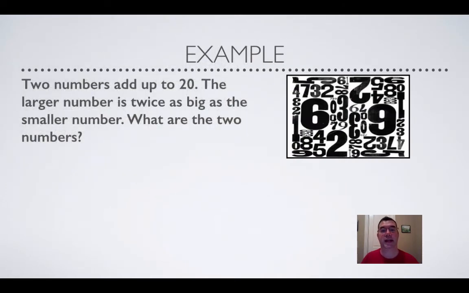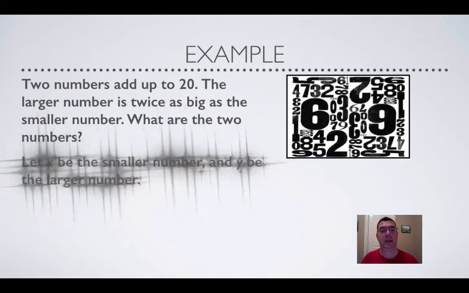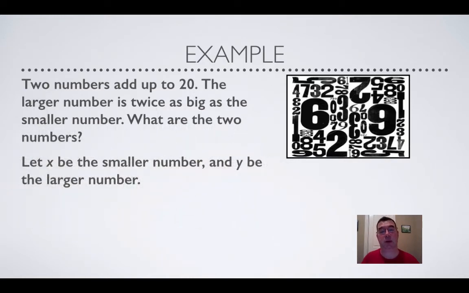There are two numbers that add up to 20. The larger number is twice as big as the smaller number. And what are the two numbers? So we're going to let x be the smaller number and y be the larger number. There are no units, so I really don't have to worry about units this time.